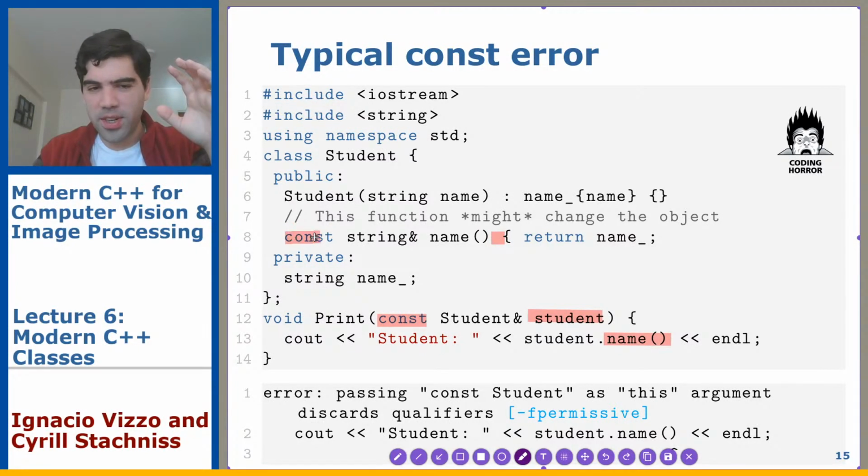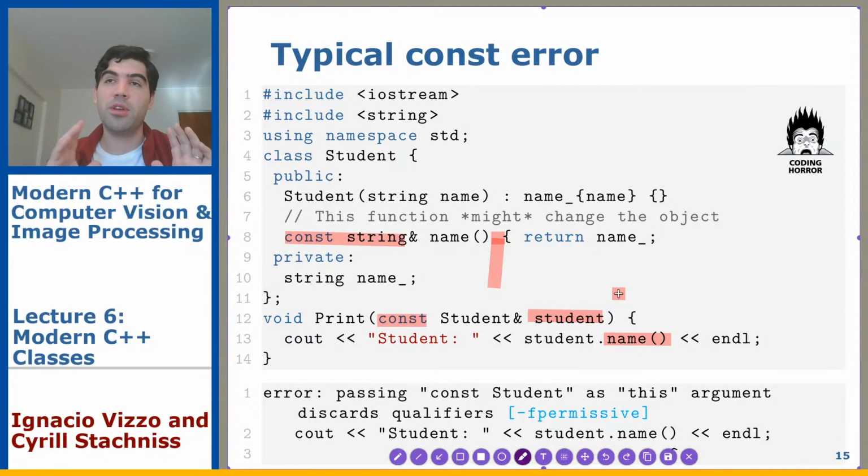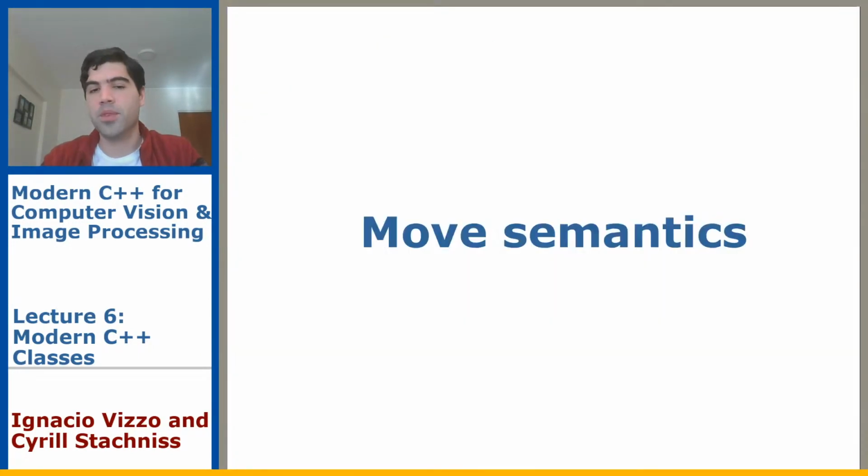So this const here is part of the type. So this is a const reference to a string. This is not part of the const correctness, but here you're missing this. Even when you're not changing this name data member, the compiler cannot guarantee that you will not change it. So it will stop the compilation and say, this name function is dangerous. It might be changing something that you declared const, because here you say this is a const reference to a student. So this is a really typical error when using classes.